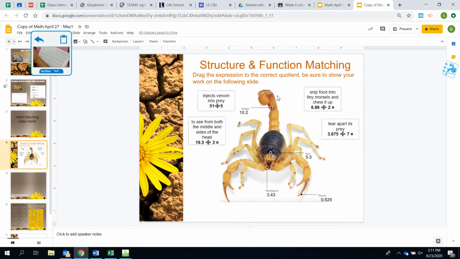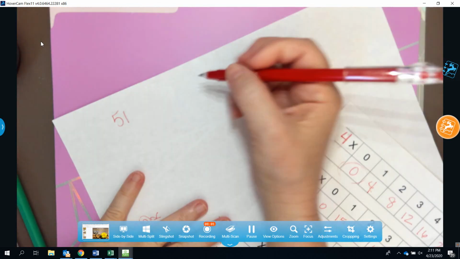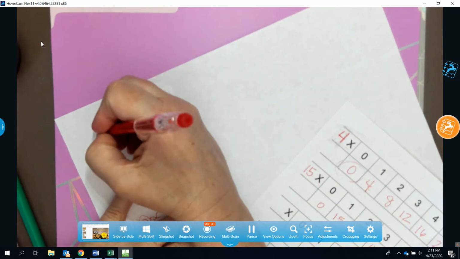Alright, so then we're going to come here, and I would just start right here with this one. 51 divided by 5. So I'm not going to do that for you, but right here I would write the problem. 51, oops, I'm not using my camera, let me help you. There we go. 51 divided by 5.